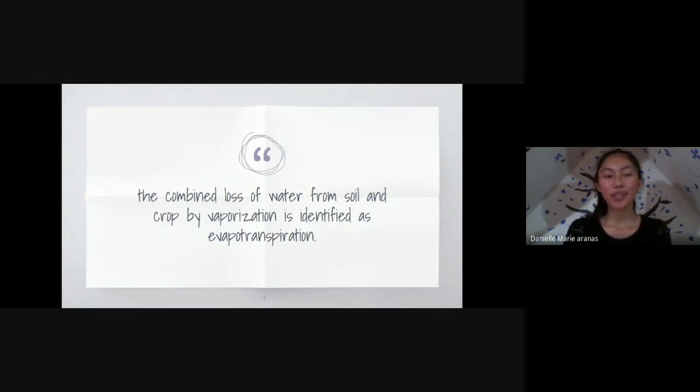The consumptive use or evapotranspiration. We all know that evapotranspiration is the combined loss. Evapotranspiration is a combination of evaporation and transpiration. So the combined loss of water from soil and crop by vaporization is identified as evapotranspiration. And the crop needs water, obviously, for transpiration and evaporation.